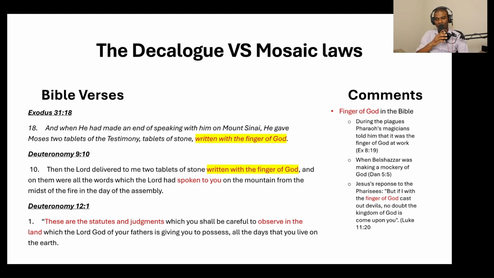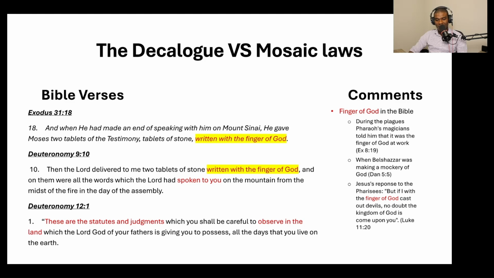Deuteronomy 9:10. "Then the Lord delivered to me 2 tablets of stone, written with the finger of God, and on them were all the words which the Lord had spoken to you on the mountain from the midst of the fire in the day of the assembly." Those were the 10 Commandments. God wrote them with his own fingers. Why do that for these 10? Not everything else.